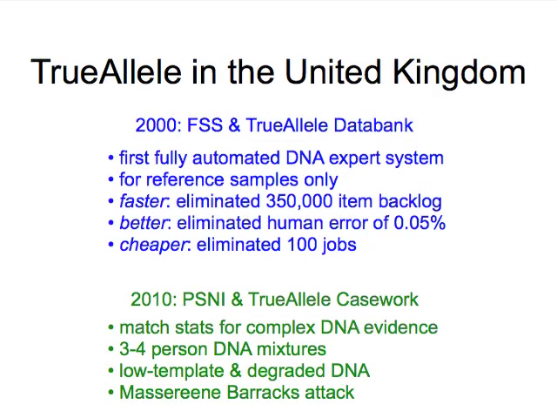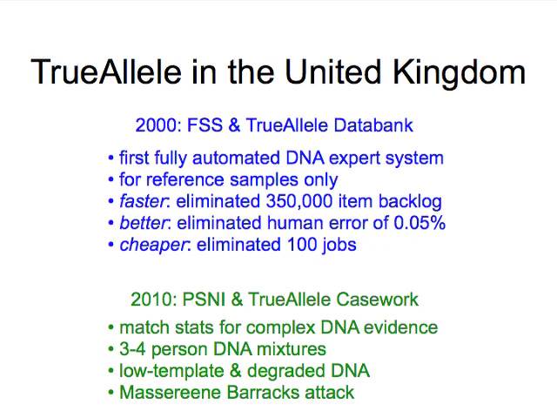In the United Kingdom, Cybergenetics was first here in the year 2000, and we did work for 5 years with the Forensic Science Service, automating the DNA data bank, and deployed the first fully automated DNA expert system for reference samples. It was faster in that it eliminated the 350,000 item backlog. It was better in that the human error rate of the FSS of 1 in 2,000 samples went to undetectable. And it was cheaper in the sense that 2 desktop computers at that time, for the simpler problem, eliminated about 100 jobs at Priory House in Birmingham.